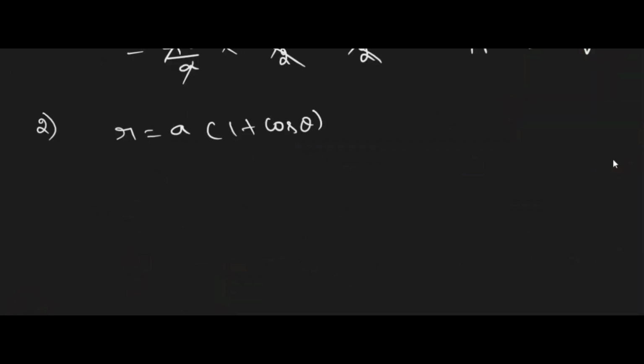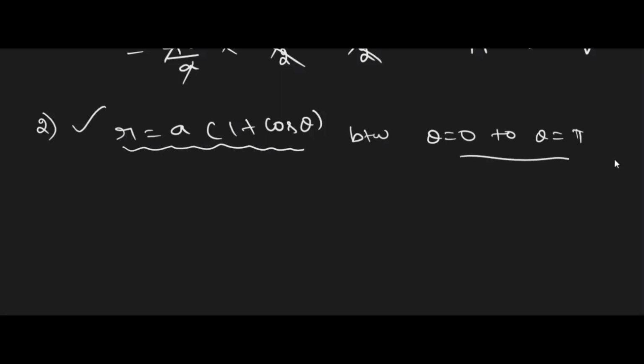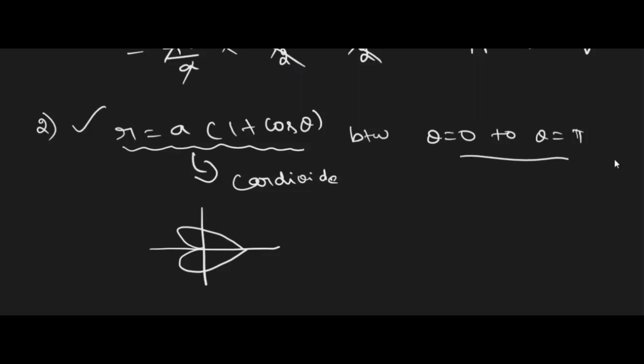Now the same thing they can ask, find the area enclosed by the curve r is equal to a into 1 plus cos theta. Between, if they ask in case theta is equal to 0 to theta is equal to pi. I want the area between only theta is equal to 0 and pi. So now what is this curve? This curve is nothing but a cardioid. So how will the cardioid look like? It will look like this. So this is a cardioid.